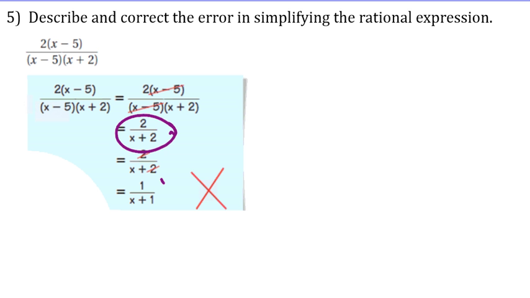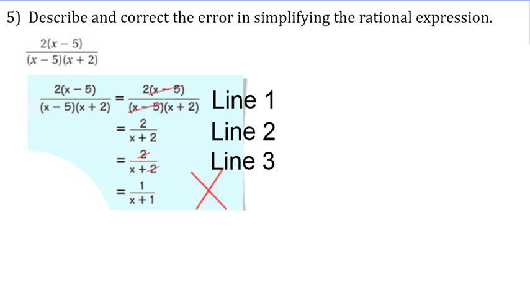Let's see what we can do with this. Here we have a rational expression. 2 times the quantity x minus 5 divided by the quantity of x minus 5 times x plus 2. We have a student's work. And what we want to do is be able to describe and correct the error in simplifying the rational expression. Based on our original problem, can you determine which line the error is in and explain what the error is?